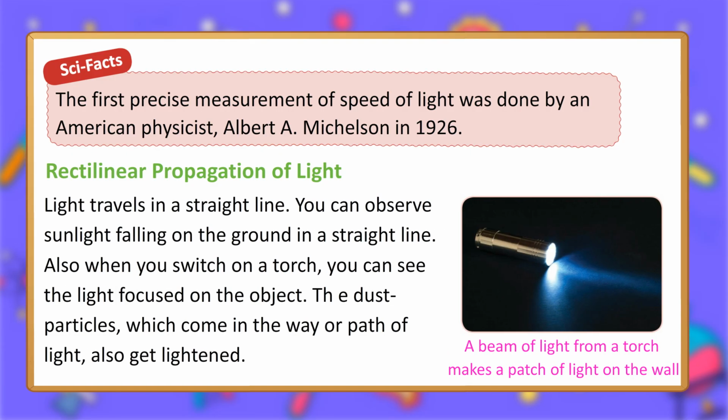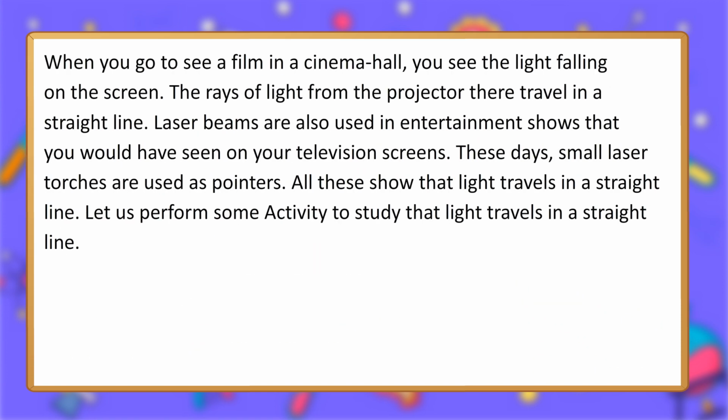Rectilinear propagation of light. Light travels in a straight line. You can observe sunlight falling on the ground in a straight line. Also, when you switch on a torch, you can see the light focused on the object. The dust particles which come in the path of light also get lightened. When you go to see a film in a cinema hall, you see the light falling on the screen. The rays of light from the projector travel in a straight line.